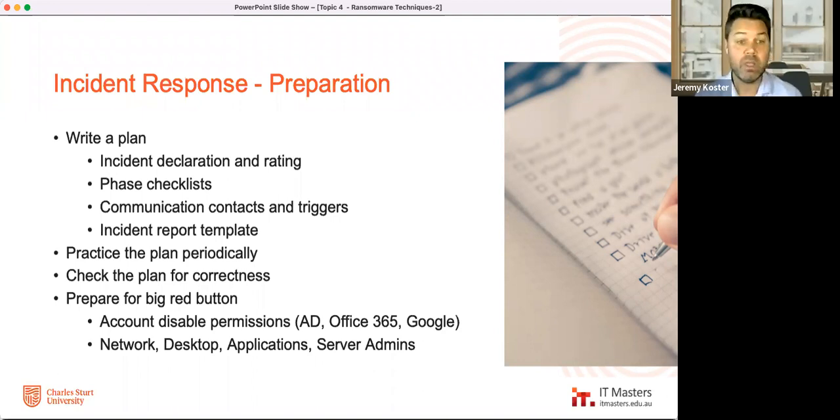Then prepare for the big red button. I've had previous lines of management talk about this, but the big red button is like, what happens if there's a lot of intrusion through, say, Office 365? We start getting loads of compromised accounts and internal phishing, and we don't know how it's propagating.